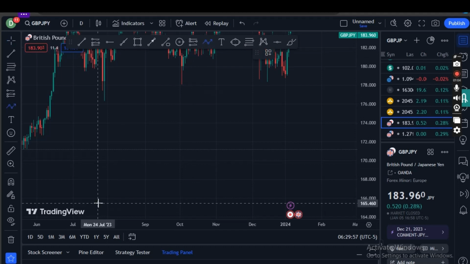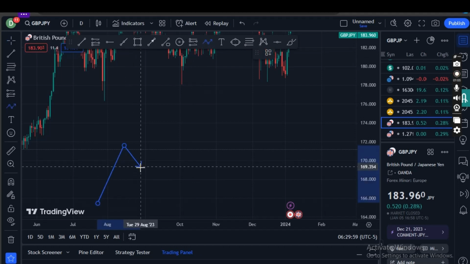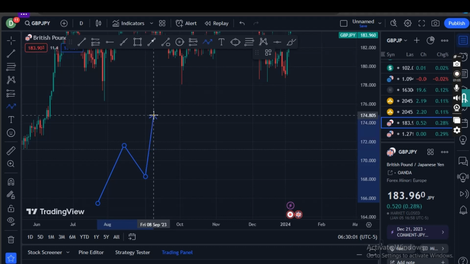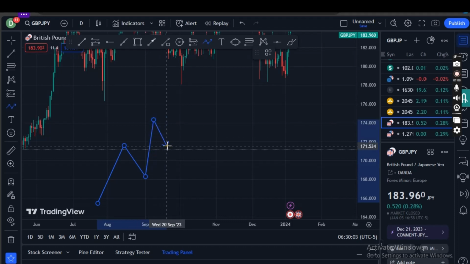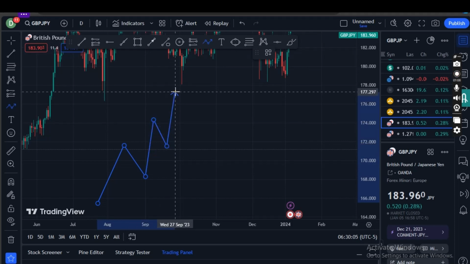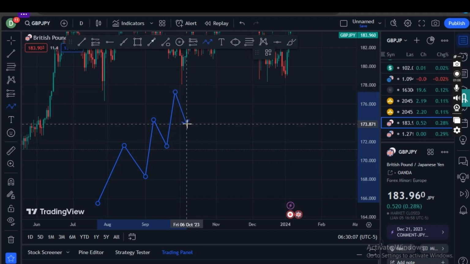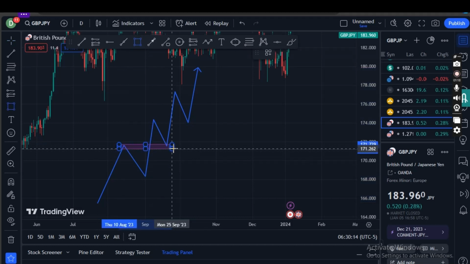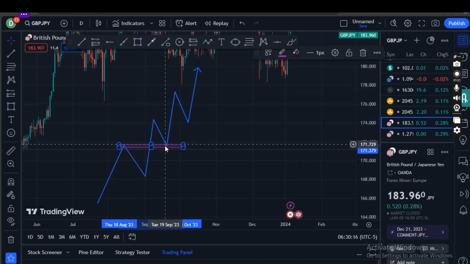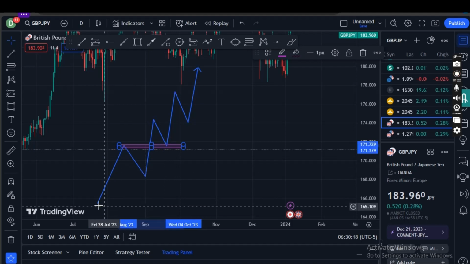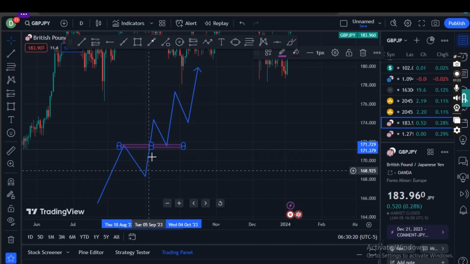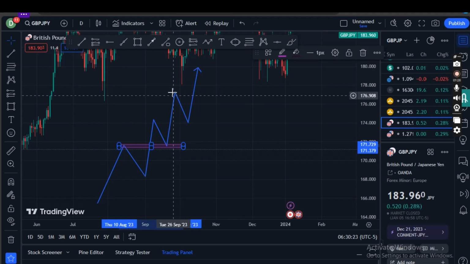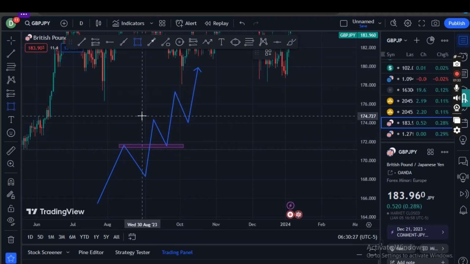Price moves up and it moves down. It moves up again, it moves down. It tests the previous high. It moves up, it moves down. It moves up. Price retests the previous lows. These are lows. This is high, a low, a high, a low, a high, a low, a high, and the story continues.